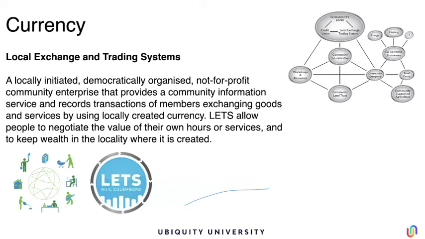And then maybe even a step further is what are called local exchange and trading systems, or LETs, that have been around a long time. I remember in the 1990s, I was doing some research into LETs. They're basically a community enterprise that is like a ledger of exchanges. There's a list of the goods or services that you have to offer. Anybody can sign up and become a member of the LET system. And there's a list of things that you need.